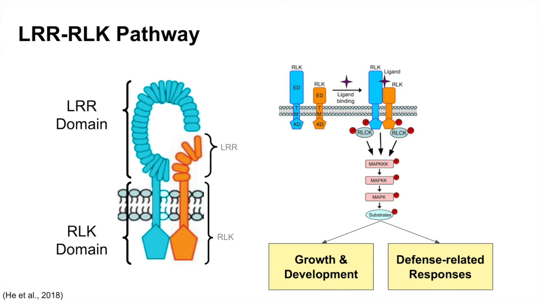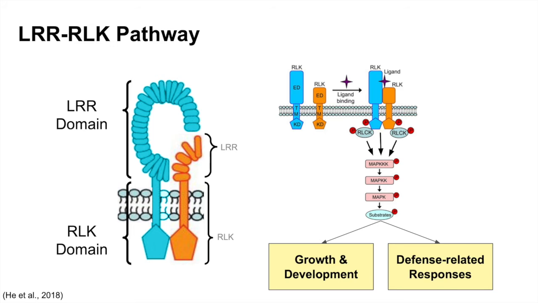These two proteins act as co-receptors, and they heterodimerize to transduce a signal via a MAPK cascade and results in gene expression. This gene expression is categorized into two groups: growth and development and defense-related responses. Growth and development includes overall plant growth, stomatal development, root development, xylem differentiation, and male gametophyte development. And responses related to defenses includes floral abscission and immune response.